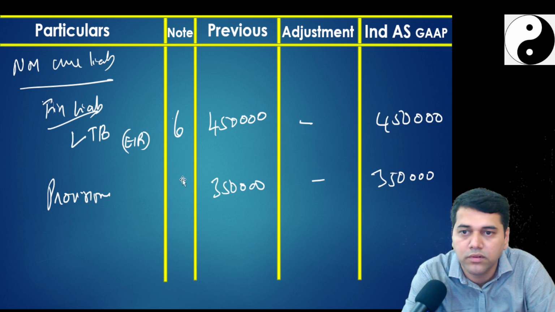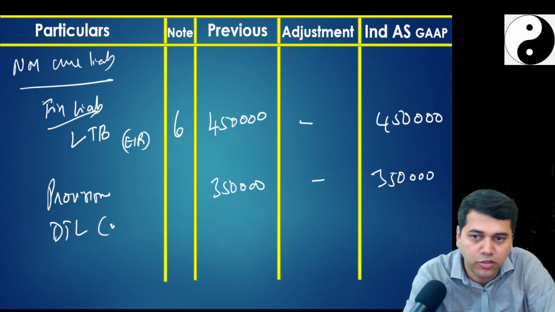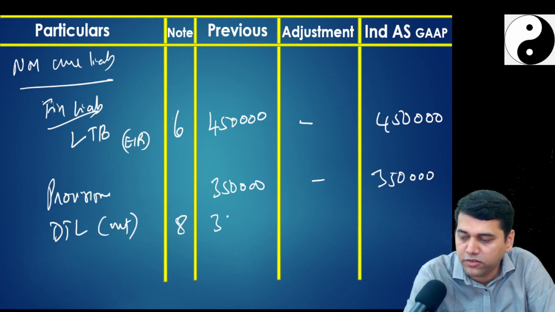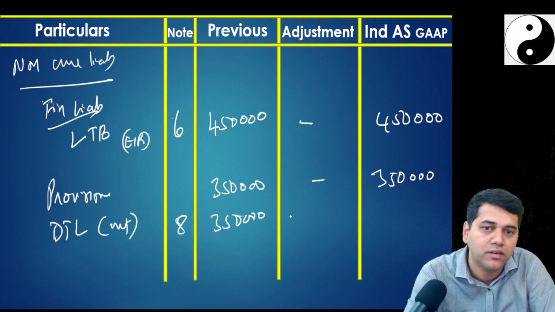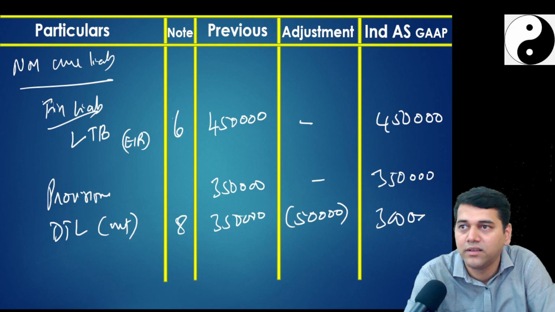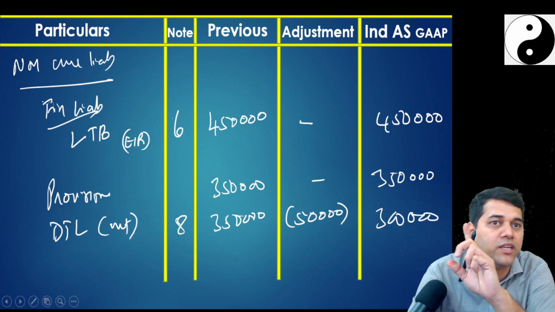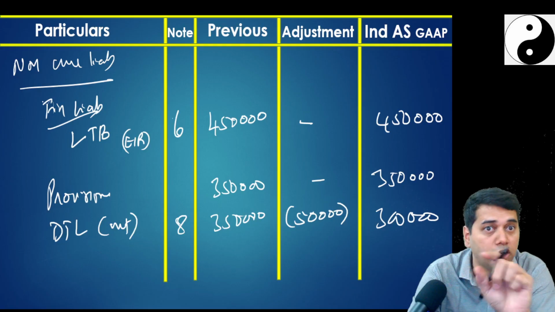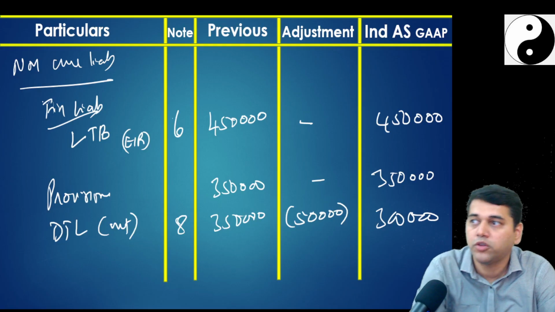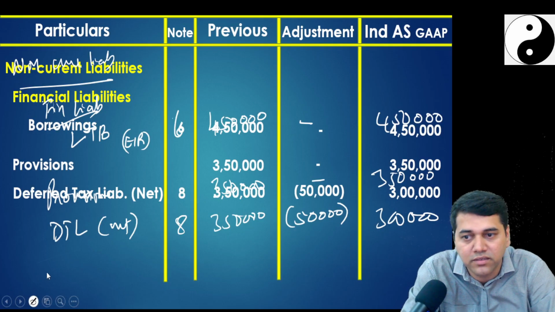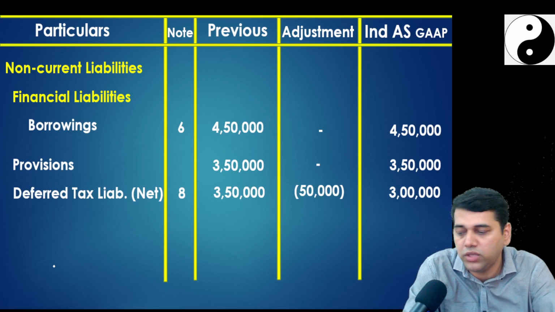Then what do you have? Deferred tax liability. You write in the bracket net. What was my note number? 8. Opening balance was 3,50,000. What was the adjustment? 50,000 minus deferred tax asset. Now clear, Dhanashree? If this was not given, on the asset side you would have shown it under non-current assets, a separate presentation. Because you cannot put this under other non-current assets. So like this we have prepared the non-current liabilities. We will move on to the current liabilities now.